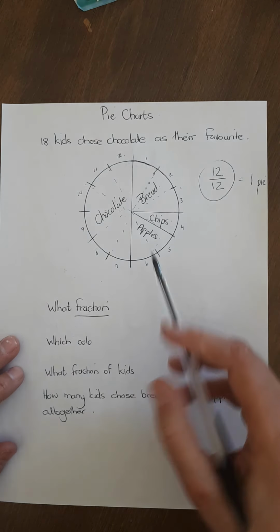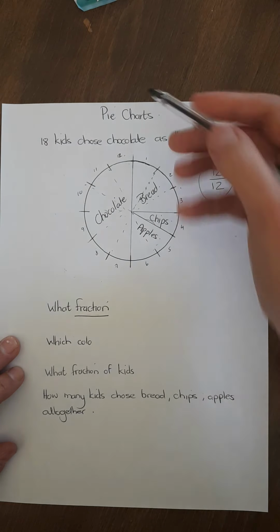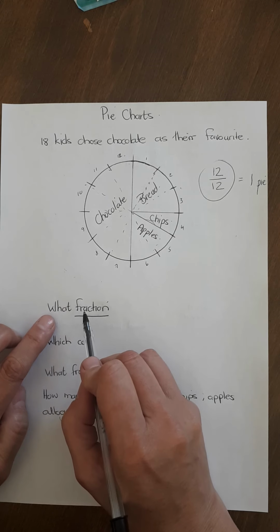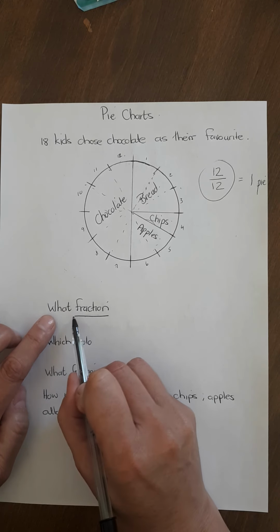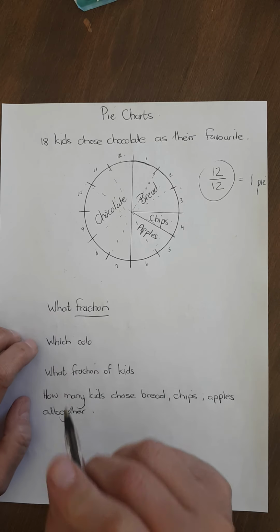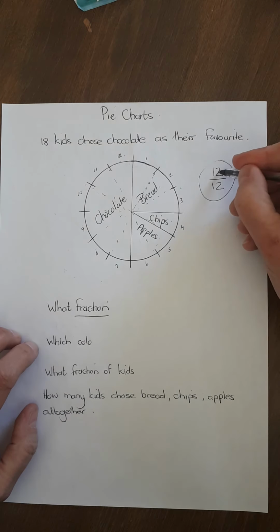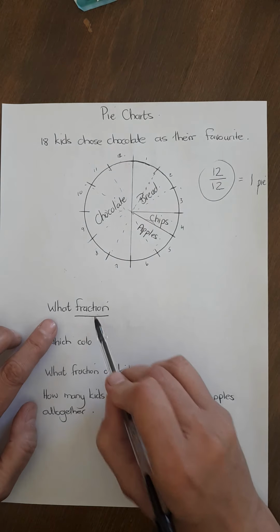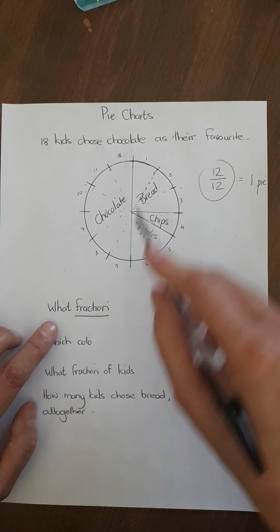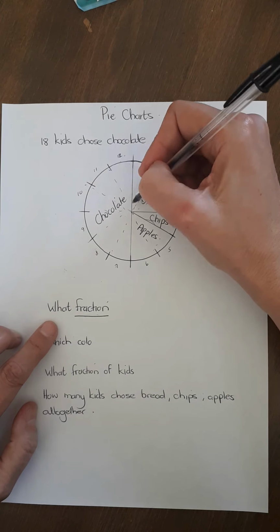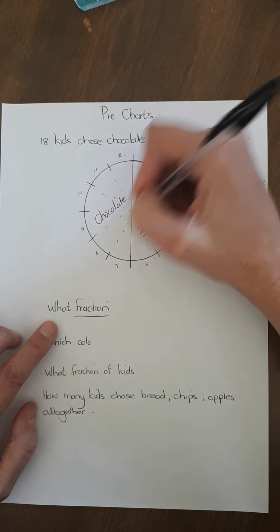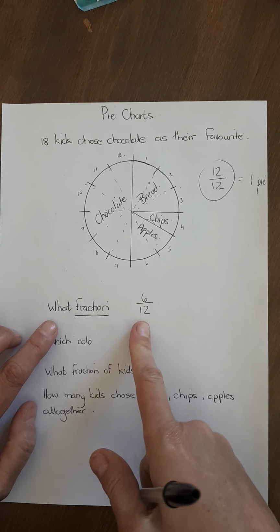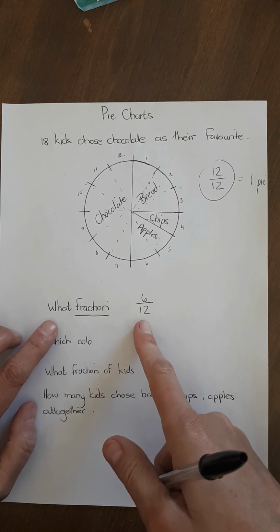Now, how many of these kids liked chocolate? Then I just count. The question they are going to ask is, what fraction? If they say what fraction and I underline it like that, then that means you've got to write down a fraction. This is a fraction: one number at the top, a numerator, and a denominator. So what fraction of these kids liked chocolate? Then I count: 1, 2, 3, 4, 5, 6. 6 out of 12. That is the fraction of the kids that liked chocolate.